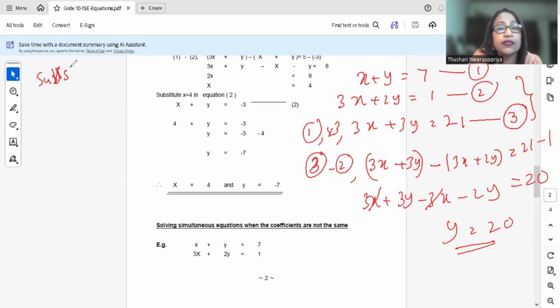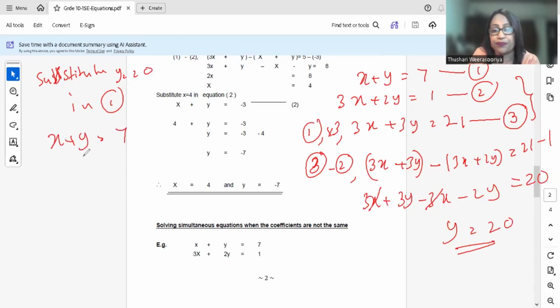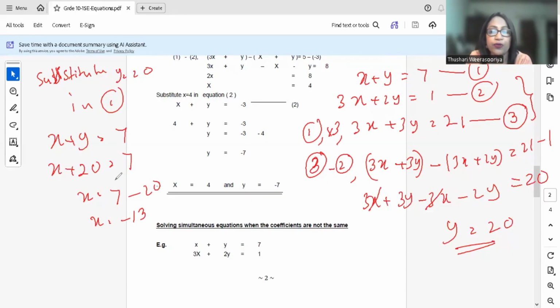Substitute y equals 20 in 1. Right? Okay. Now take 1, x plus y equals 7. Then x plus y, with y as 20, equals 7. Then x equals 7 minus 20. There you get x equals minus 13.